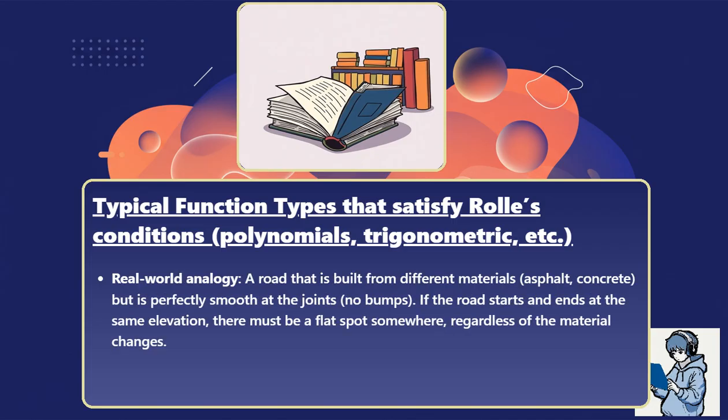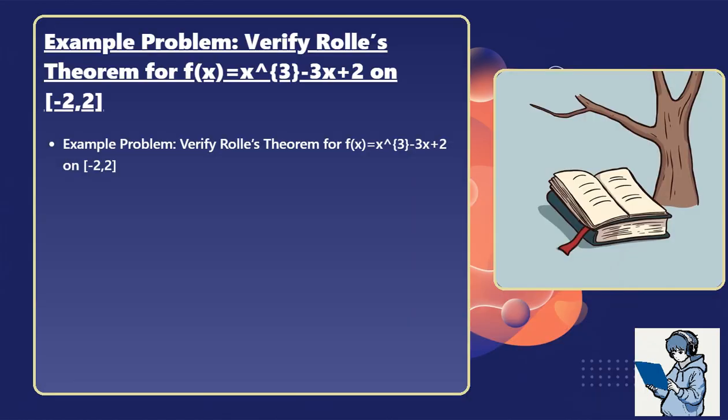Real-world analogy. A road that is built from different materials, asphalt, concrete, but is perfectly smooth at the joints, no bumps. If the road starts and ends at the same elevation, there must be a flat spot somewhere, regardless of the material changes. Example problem.